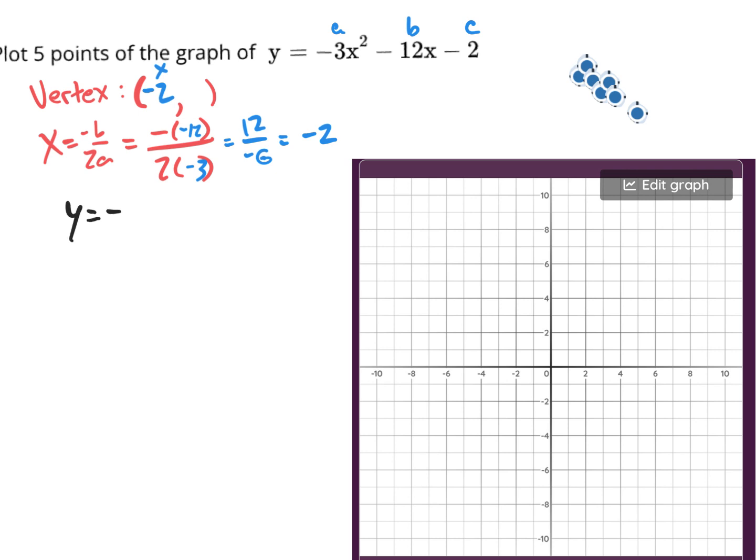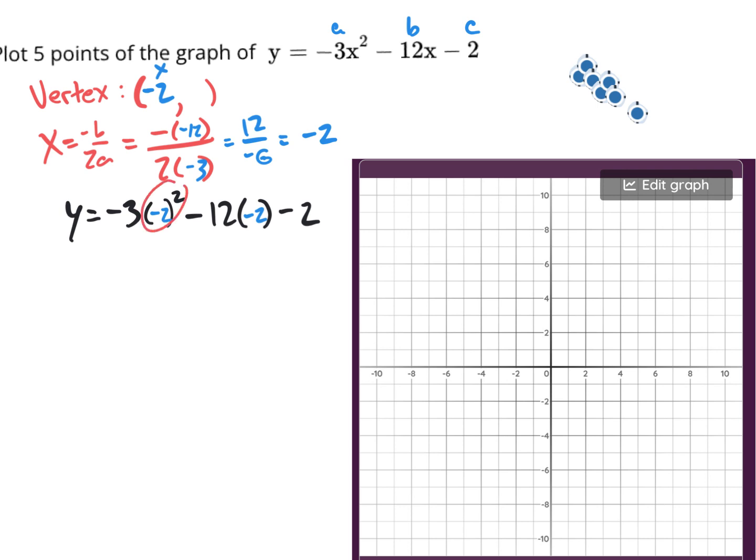Y equals -3x squared minus 12x minus 2. Now you're thinking, wait a minute, he wrote parentheses instead of x's. That's absolutely right. Whenever I plug in my x value, I want to plug it in with parentheses. So the x value is negative 2. So you plug the x value of negative 2 into the parentheses where the x's used to be. And then you do the math.